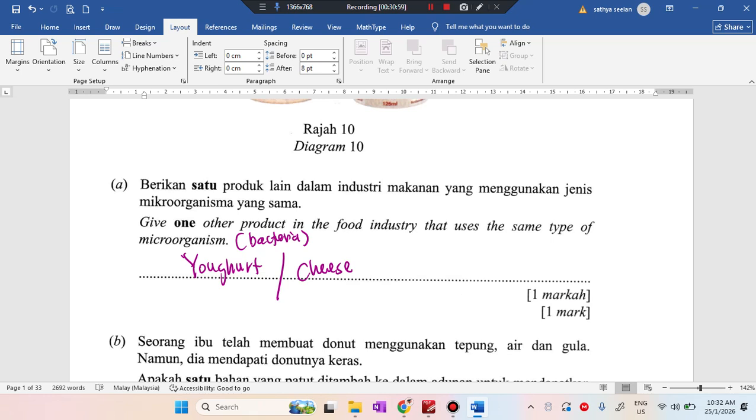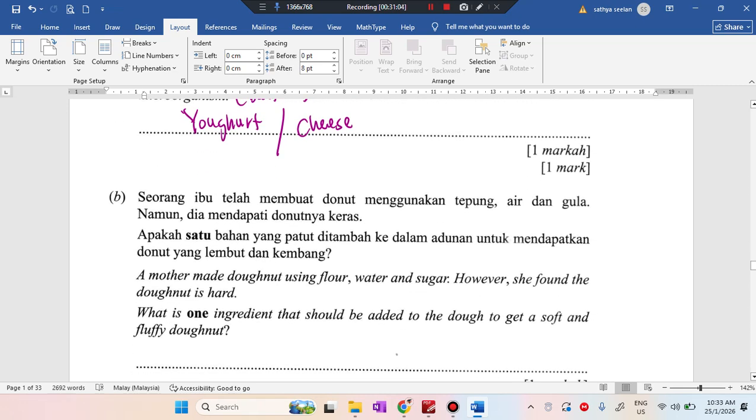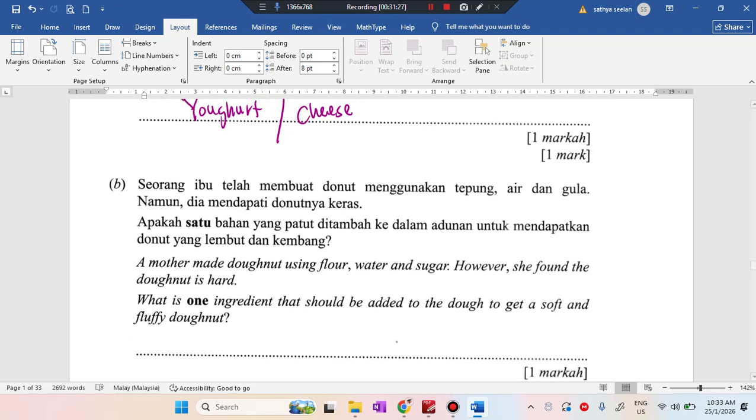Okay? Right. Now, a mother made a donut using flour, water and sugar. However, she found the donut is hard. What is one ingredient that she should add so that the dough gets soft and fluffy donut? What should add? Rabbit blood. No. Yeast, good.